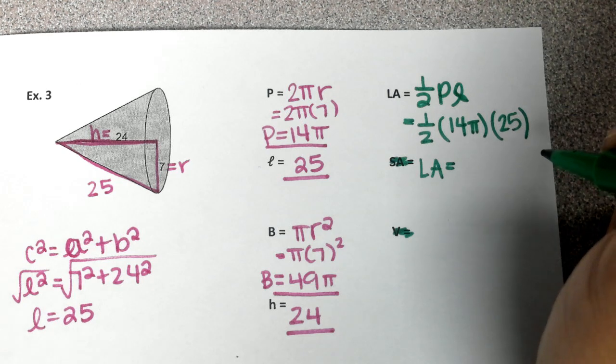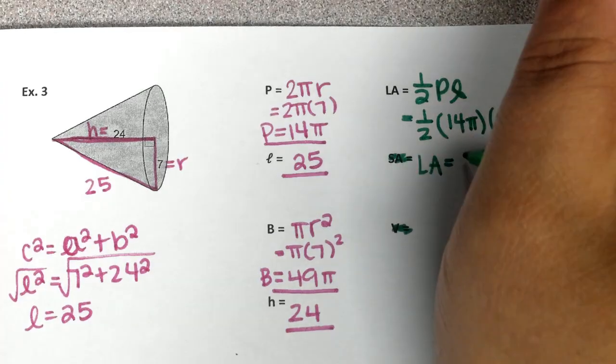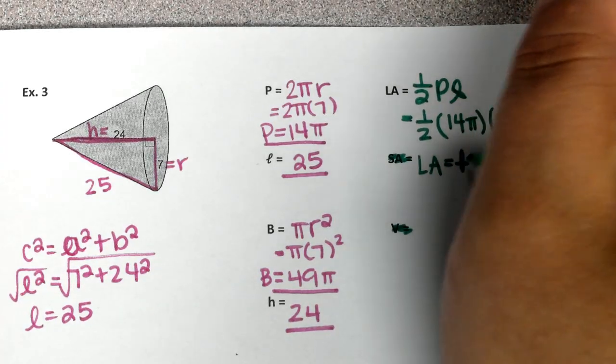I got 350. Did you do 1/2 in front? Yeah, of course I did. This is 175.